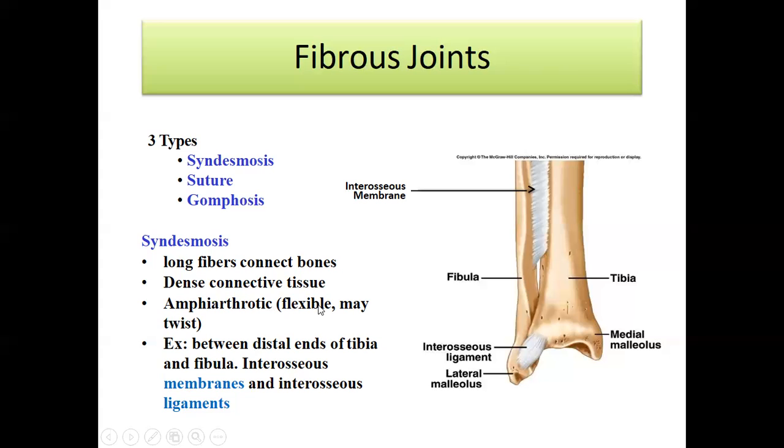In this particular case, it's flexible. It may allow the bones to twist. So when you're talking about the tibia and fibula, these are the bones of the lower leg. You have some ability to twist those bones on each other, creating that slight twisting motion. All right, so interosseous ligaments, interosseous membranes, made up of dense connective tissues, connecting bones together.